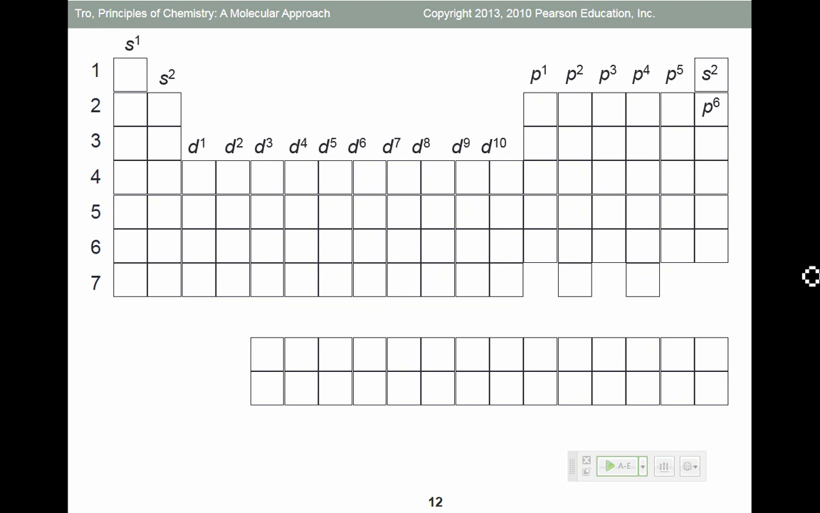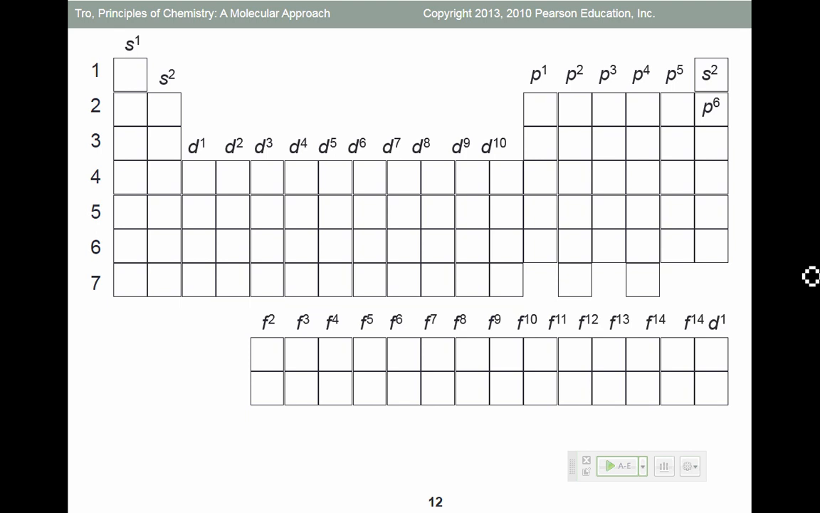Now the d's we're going to talk about. And again, notice that there are 10: 1, 2, 3, 4, 5, 6, 7, 8, 9, 10 d in this block. And that again represents the fact that we can have 1, 2, 3, 4, 5, 6, 7, 8, 9, and 10 electrons filled in that d orbital. Now the principal quantum number, we'll talk about that in a second. I'm going to skip that for now.